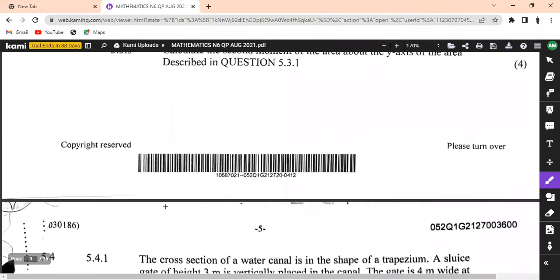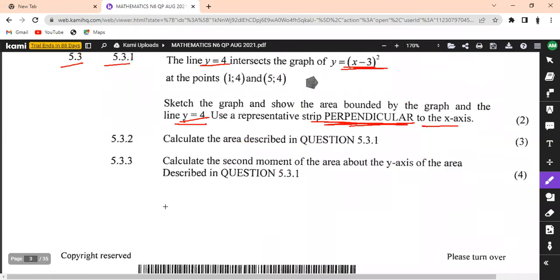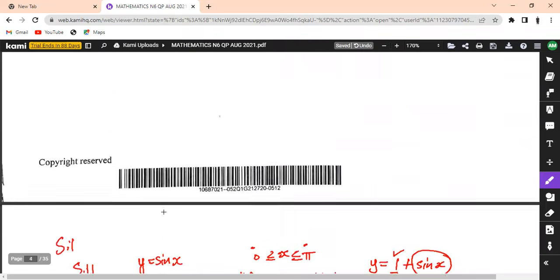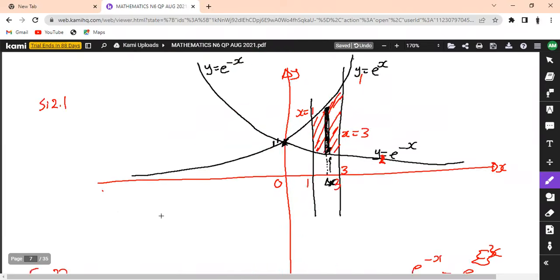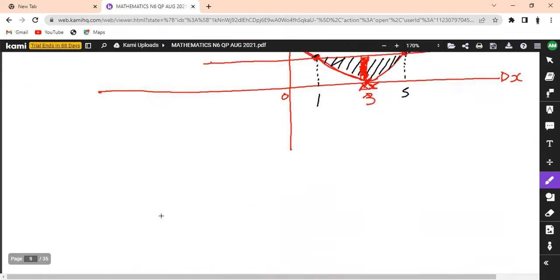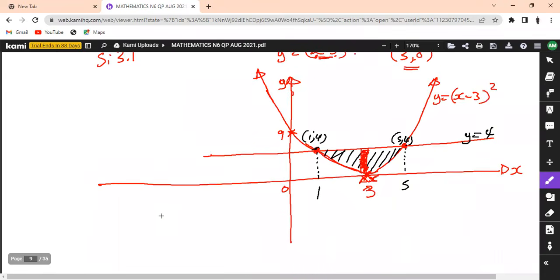As you can see, these questions are actually easier if you practice a lot of them. Okay, 5.32, you're now asked to calculate the area described in question 5.31, which is the one that you're given. It is actually 3 marks for that. So here, for our area, we see that there are two graphs. So let's just name our graphs y1 and y2. As we can see, y is equal to 4 is the one that is above this one. So this is your y1 and this is your y2. Y1 is above and y2 is below.